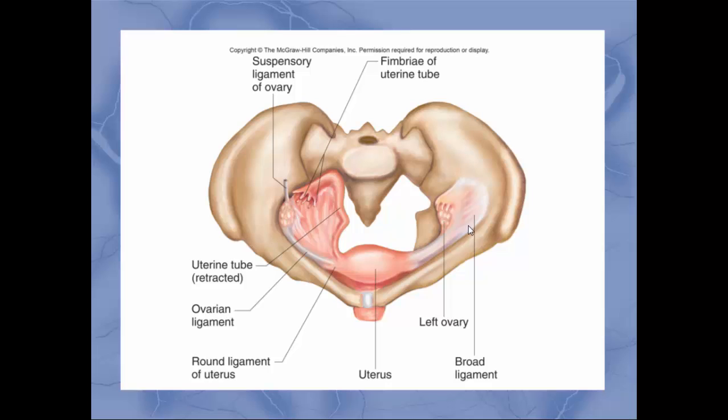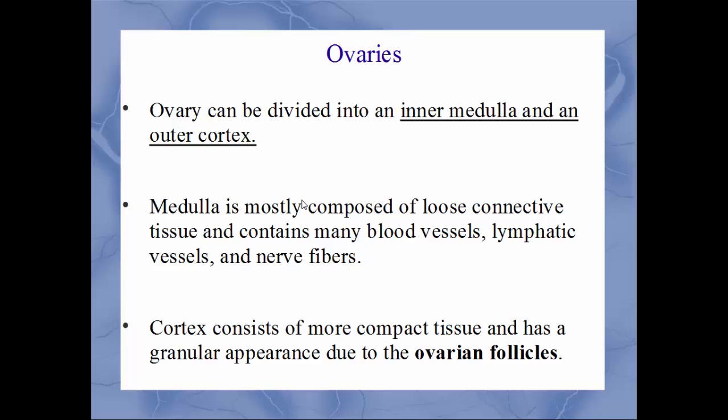Okay. Here's the broad ligament going from here all the way across to here. The suspensory on top, and on the bottom would be the uterine or ovarian. All right, the ovary is divided in two sections. These are terms that we've talked about already multiple times.